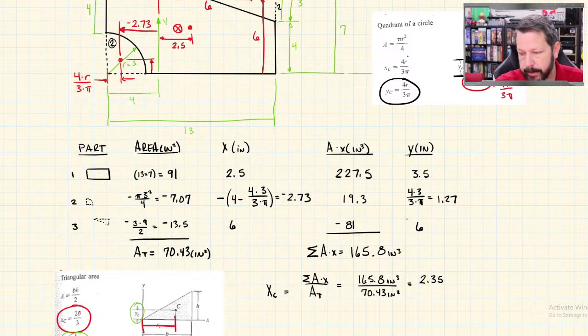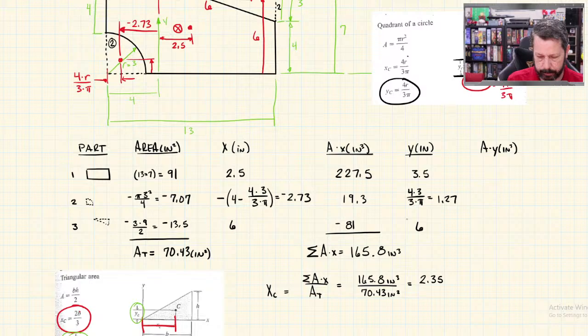All right, and then A times y. I've got 2.5 for the area of the rectangle. Whoa, wait a minute. 91 for the area of the rectangle. 91 times y, 3.5, is 318.5.